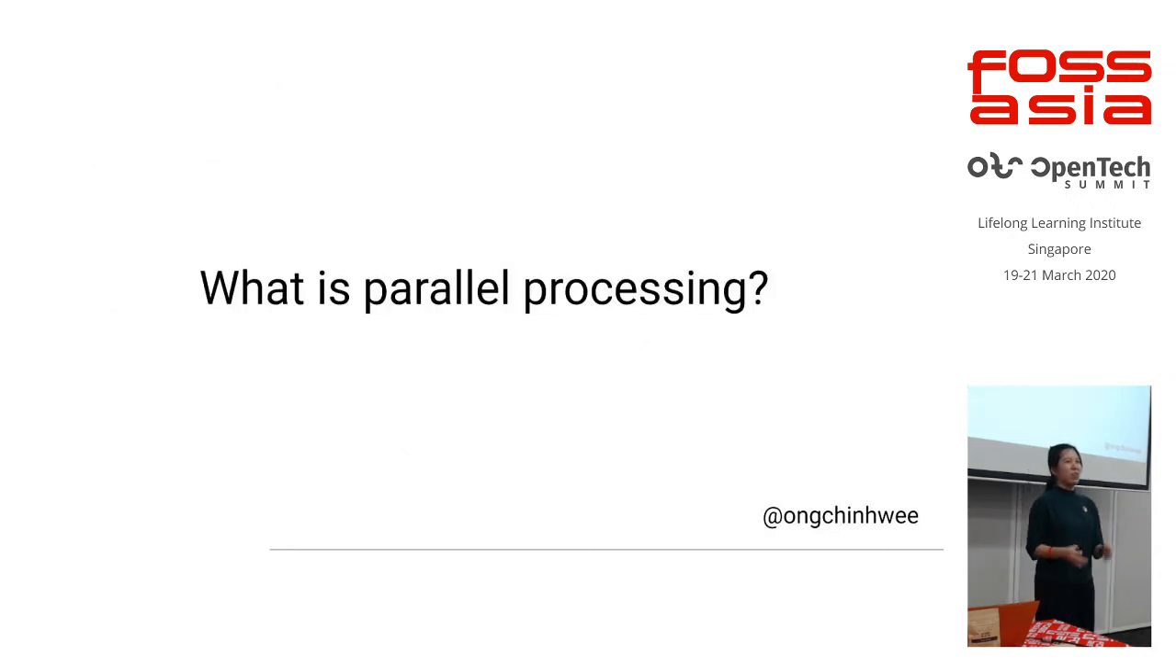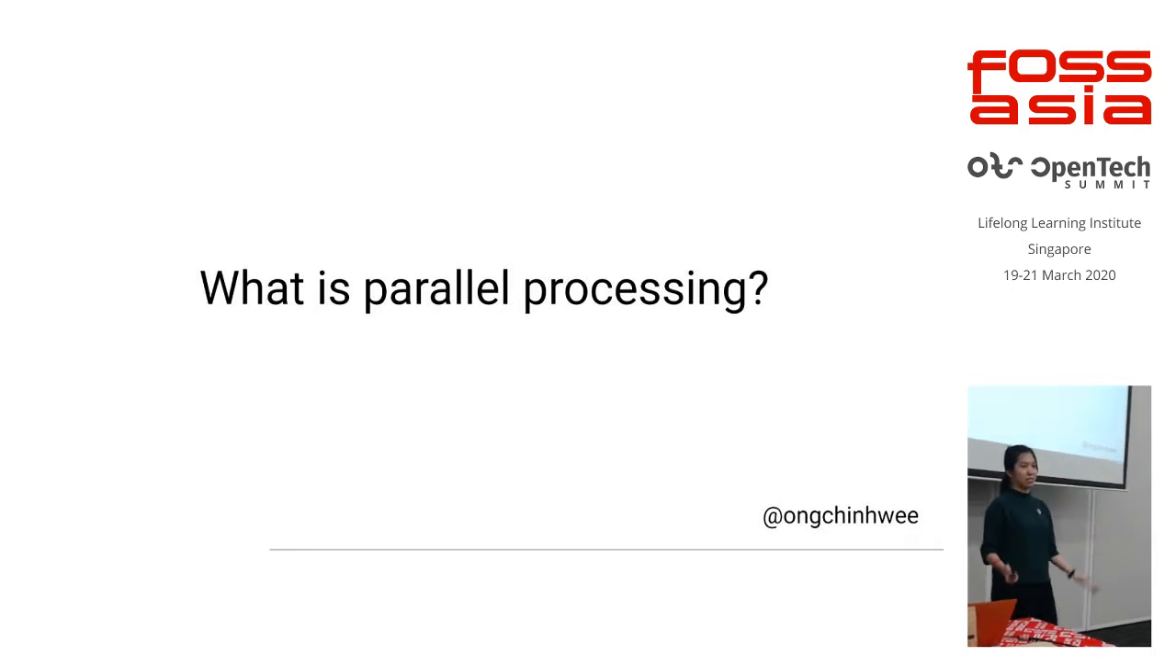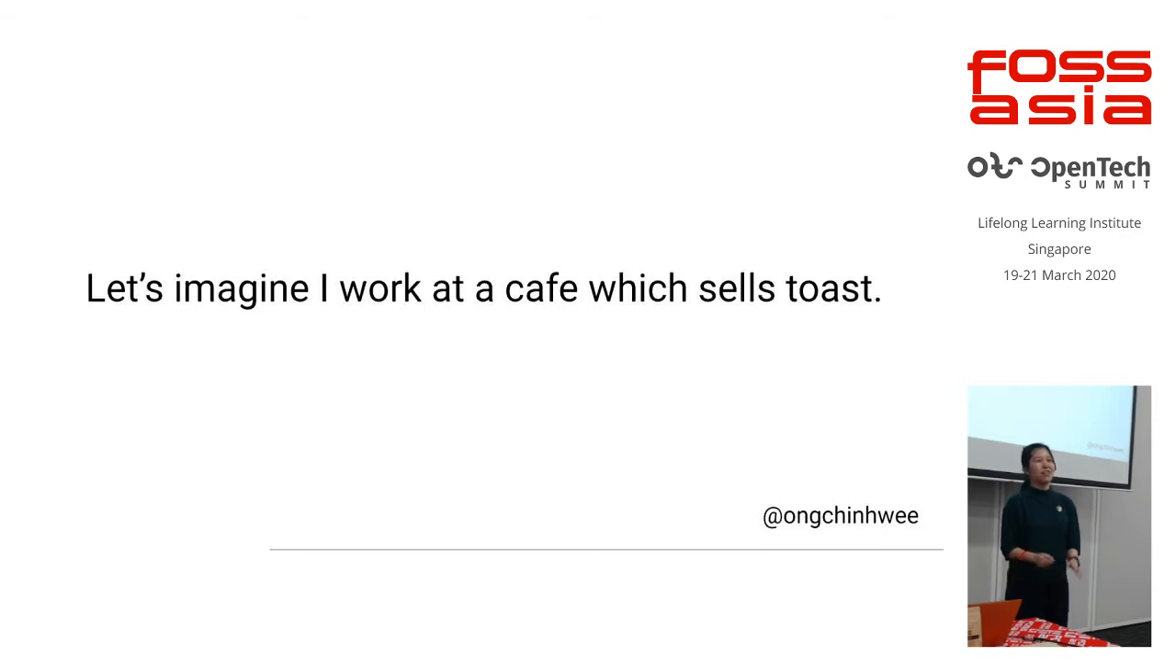So, what would be the intermediate solution? I don't want to have multiple computers, but I sort of want to have multiple computers running my code. So that comes to the question of what is parallel processing? What exactly is parallel processing? I shall not bore you with the definitions because it's so early in the morning. But let's imagine that I work in Yakun. Maybe the more upmarket version of Yakun.